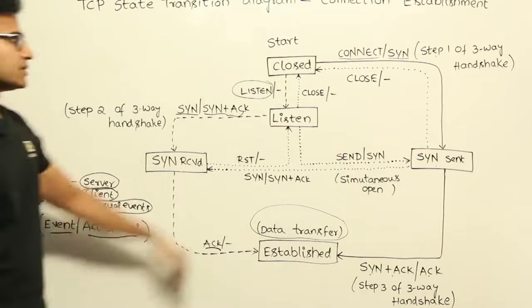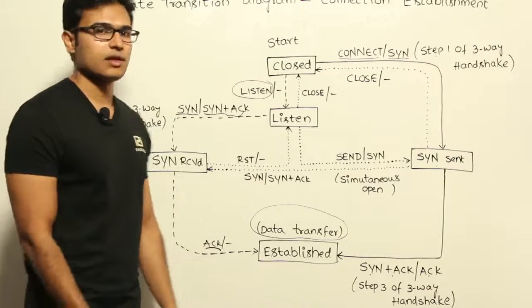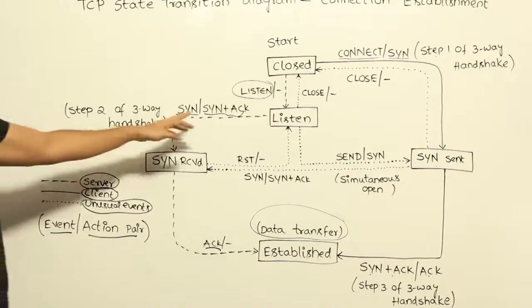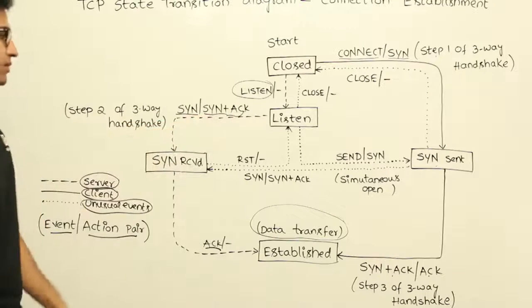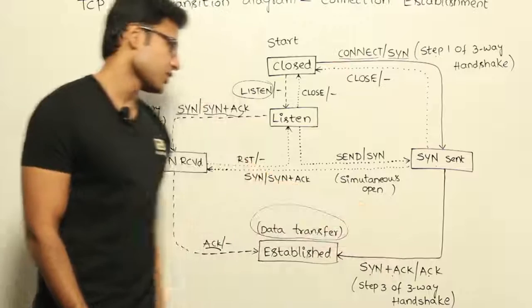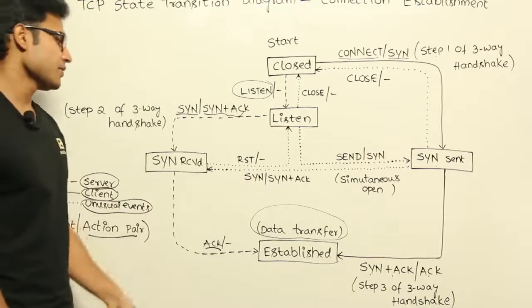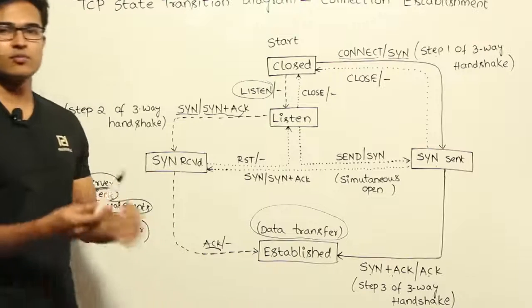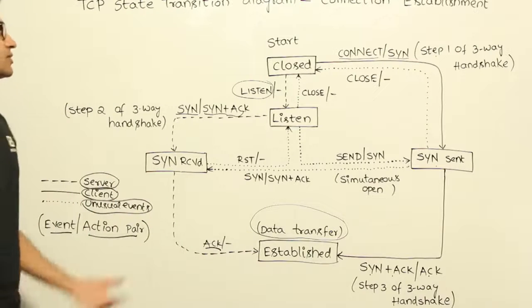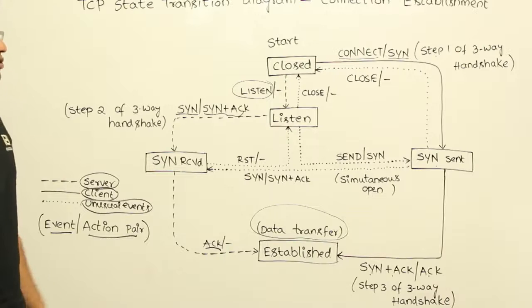Got it? So, this is step 1 where SYN is sent, this is step 2 where SYN plus acknowledgement is sent, and this is step 3 where acknowledgement is sent. Got it? So finally, this is the three-way handshake, and both are in the established state, and both can exchange the data. Sometimes what happens is there will be some events which are unexpected.